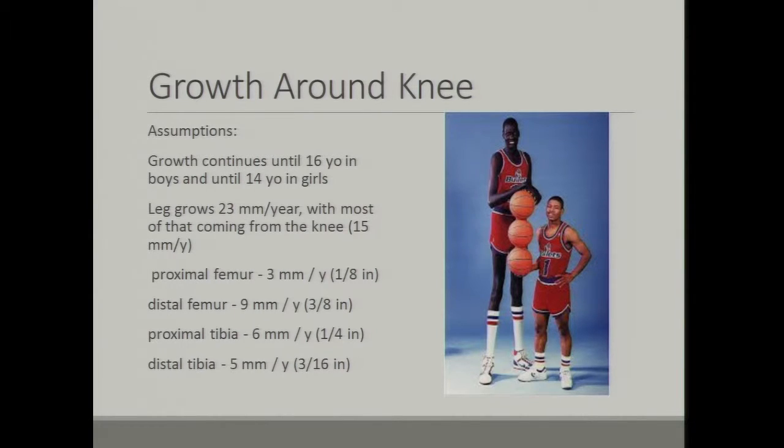So what you can extrapolate from this, if you consider a 12-year-old boy who may have 4 years of growth remaining, if you were to completely disrupt that growth at the distal femur, we're talking about 1.5 inches or so of leg length discrepancy, which can certainly present a clinical problem.